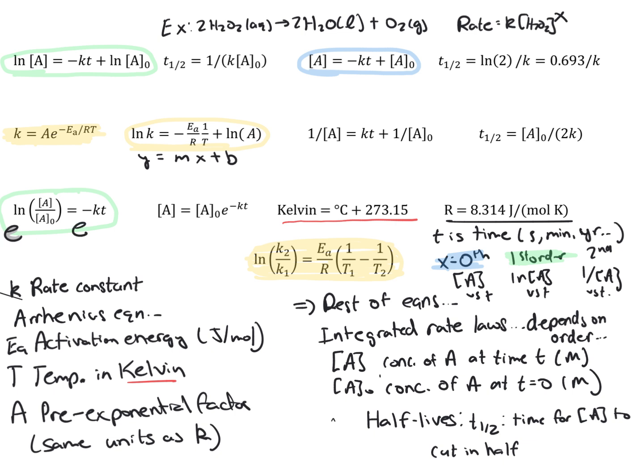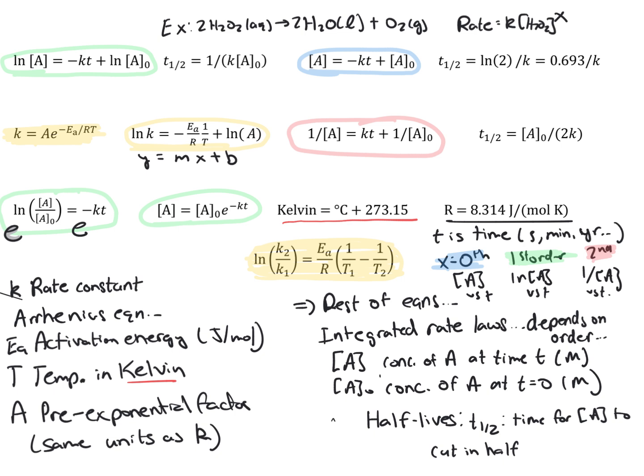If I take e to the power of these, then by multiplying both sides by A naught after I do that, I get this final version. So again, just remember that e and ln are inverse operations. If I want to pull something out of an exponential, I need to take ln of both sides to pull stuff out of the exponent. And if I have something in an ln, I need to take e to the power of both sides to get it out. Now, that's first order. For second order, the thing to memorize is 1 over A versus t is linear. So that is our final integrated rate law. Goes to second order.